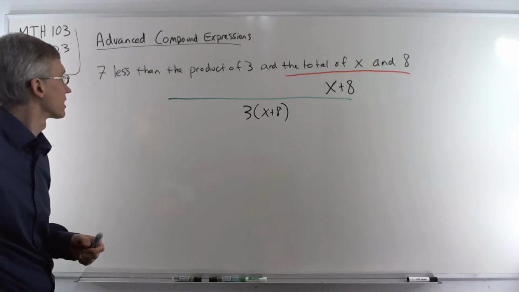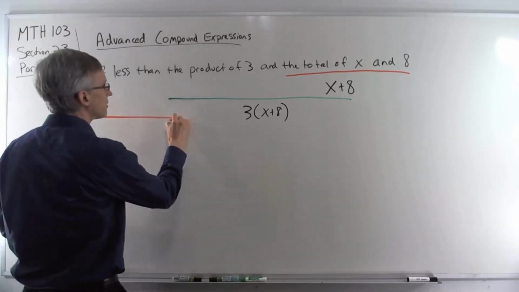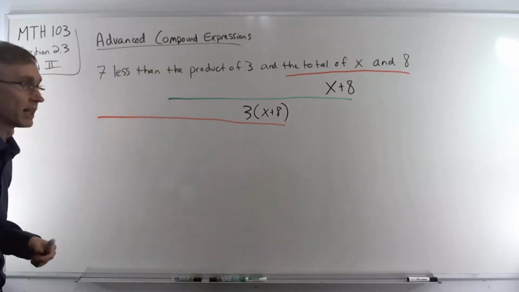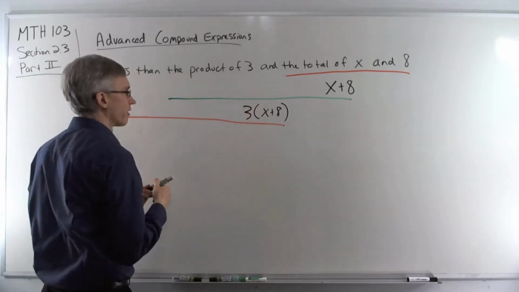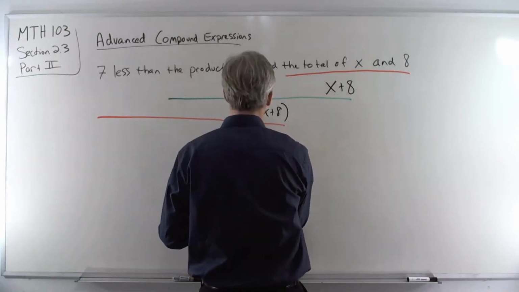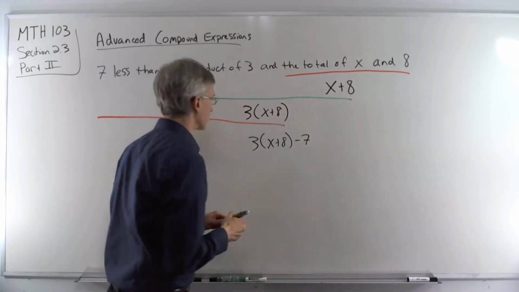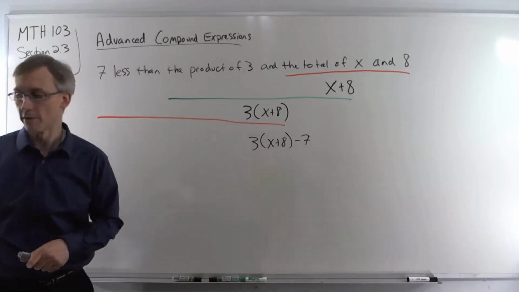Finally, we're going to translate 7 less than this thing. Less than is subtraction, so we start with this, and we're going to subtract 7 from it. So that is 3 times (x plus 8) minus 7. Use this technique on your turn number 1.